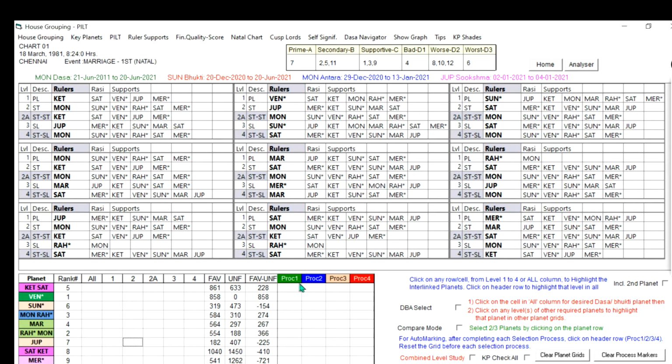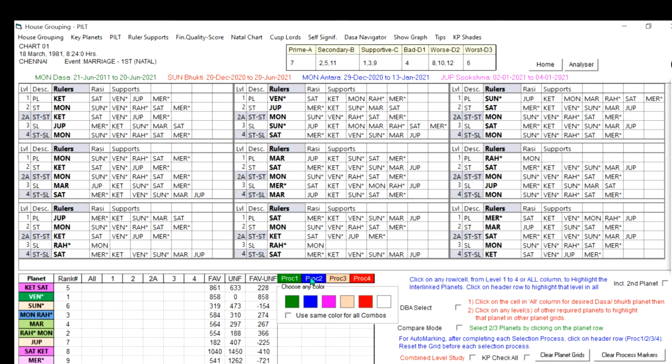In that process, we have 4 columns given. It is an additional tool. Whoever is interested can use it. Suppose you are doing some selection process. You want to give some color from green to any color for easy identification. For each planet you have 4 or 5 cells. If you do any selection, that cell will get that color.